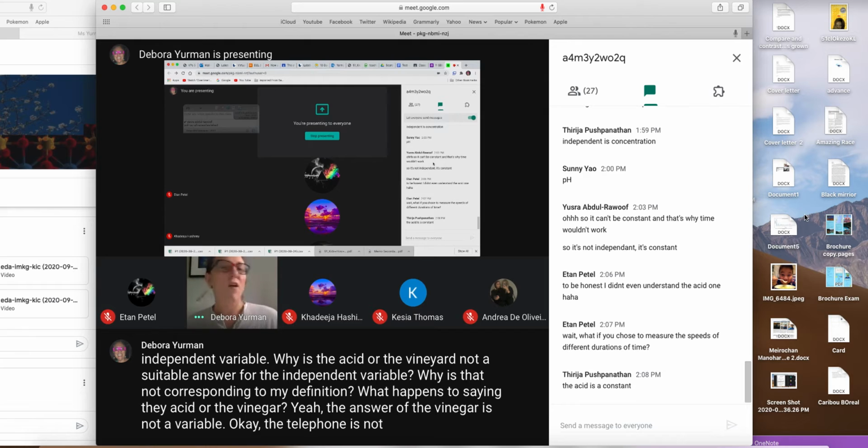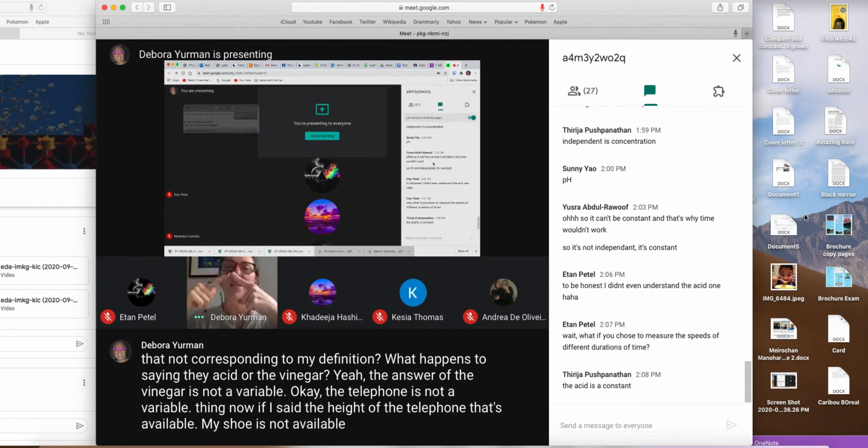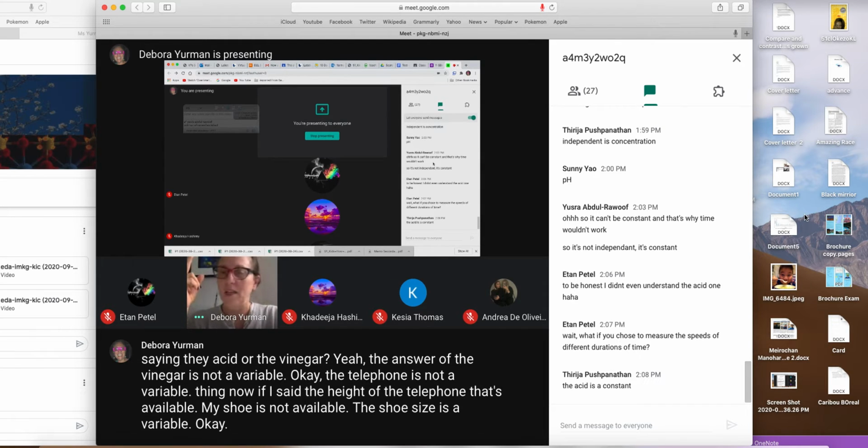My shoe is not a variable. The shoe size is a variable. A plate is not a variable. The mass of the plate is a variable. So we must fulfill two conditions. It must vary, and I have to select it, both. Otherwise, it's not an independent variable.